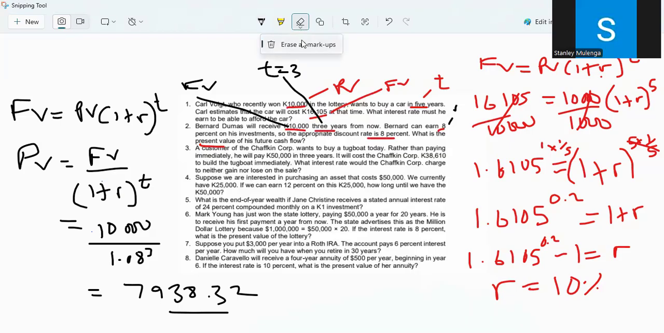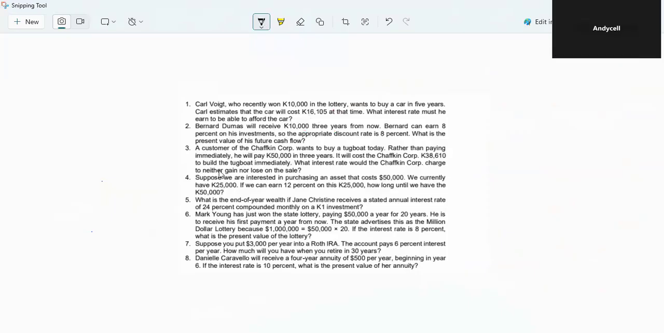Okay, so what are we given in here? Question number 3. We have been given the future value of 50,000 kwacha. 50,000 kwacha is our future value. Then I've been given the present value of 38,610, and the question was to find the interest rate. So we have the period, 3 years.